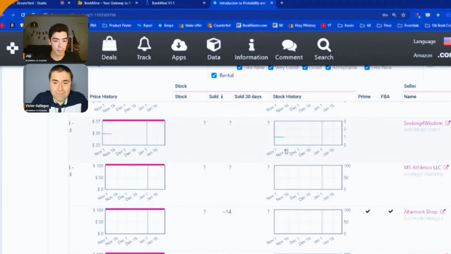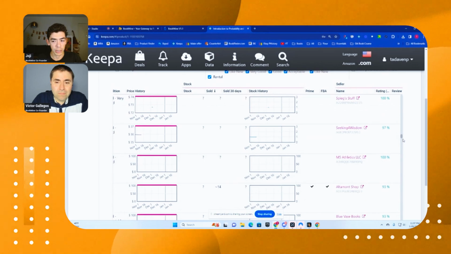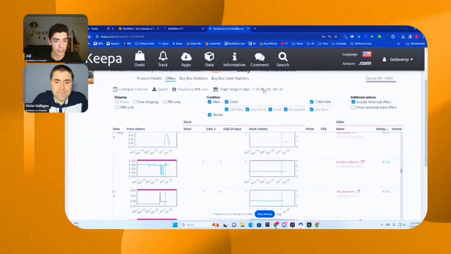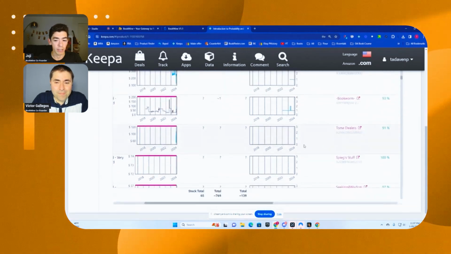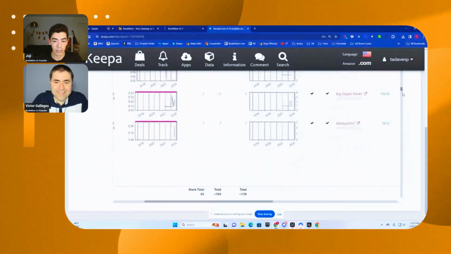Now, eventually, what's going to happen is you're going to run out of room. And that's because this Keepa graph is only going to be able to show you so much data. And really, it's going to be limited to your viewing window. So we're only looking at the last 90 days. If we want to look at all, then all of a sudden, we can see all these people that went out of stock. And I think this is just going to go forever, Victor.